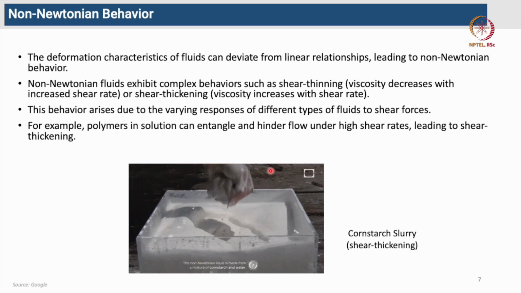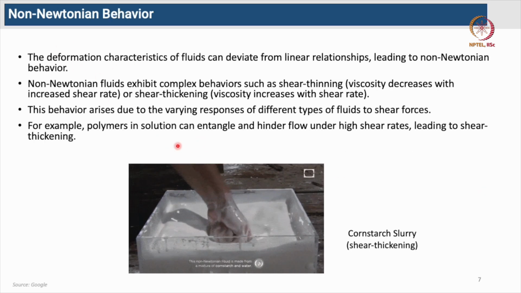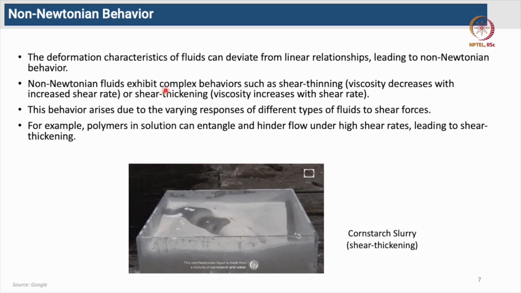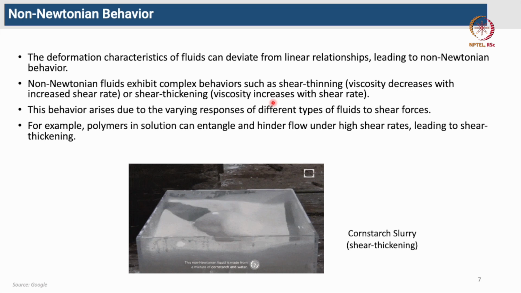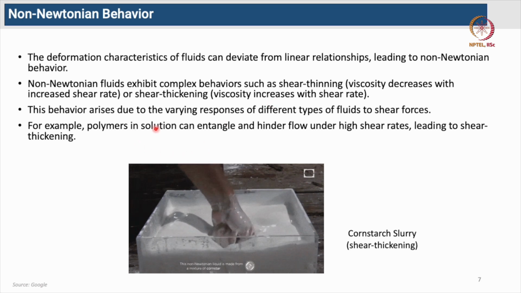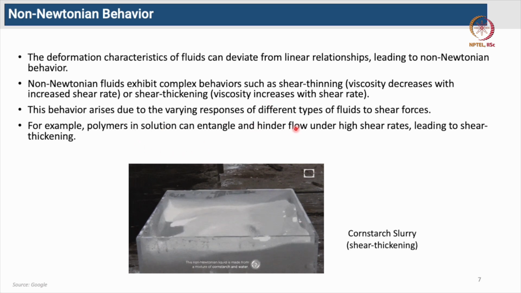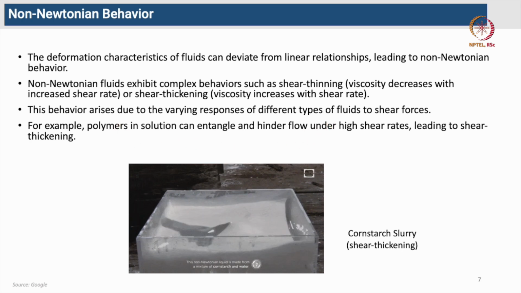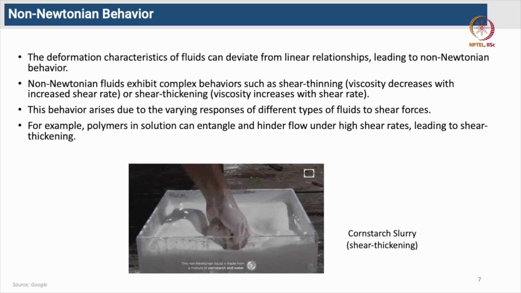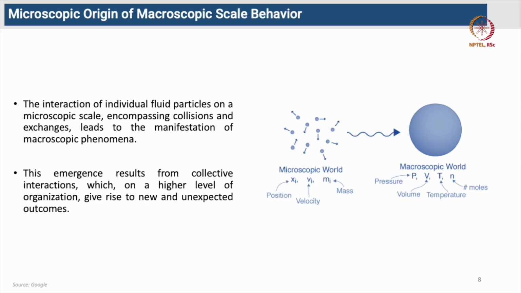These are all things that we did. Then if you talk about non-Newtonian fluids, these are fluids which exhibit complex behaviors, like shear thinning, for example, or shear thickening, another example. This behavior arises due to the response of the fluids to shear forces. It's not as simple as what we saw over there. Polymers can be one example of a complex fluid.